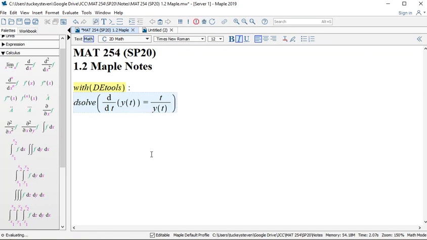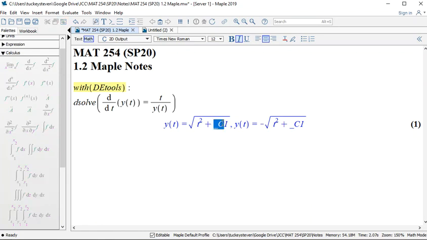So let me show you what Maple spits out, and it should look pretty familiar to us. Notice it spits out two functions. One of them is the positive root of t squared plus a constant. This is how Maple indicates a constant, a little underscore and then C1. And then also the negative of that same thing.